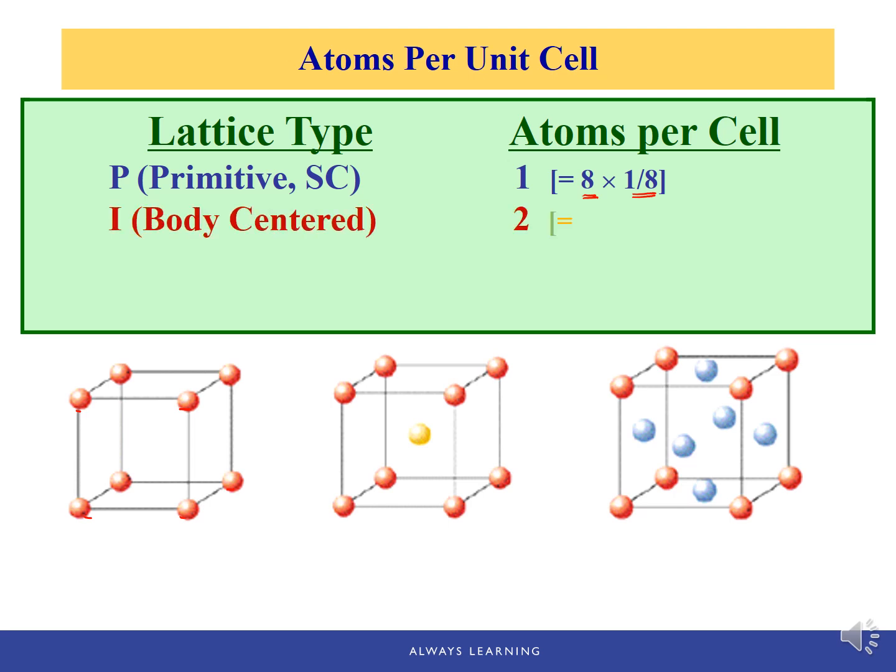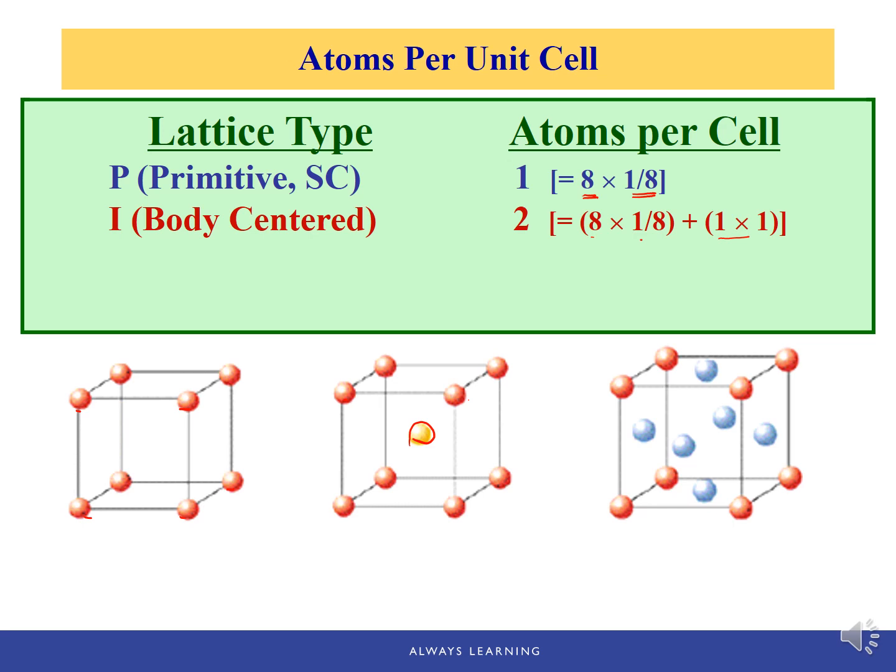For the body-centered cubic, there is one additional atom when compared to the simple cube. So we have 8 corner atoms and 1 body center atom. So 8 times 1/8 plus 1 times 1. The atom at the body center is counted as 1.